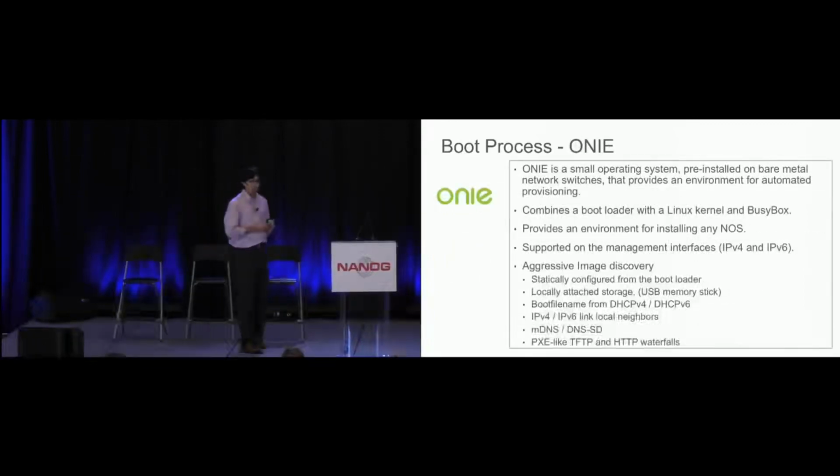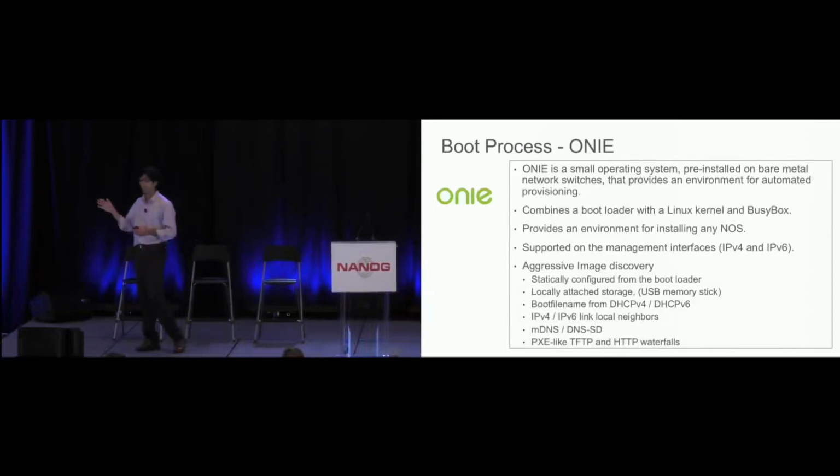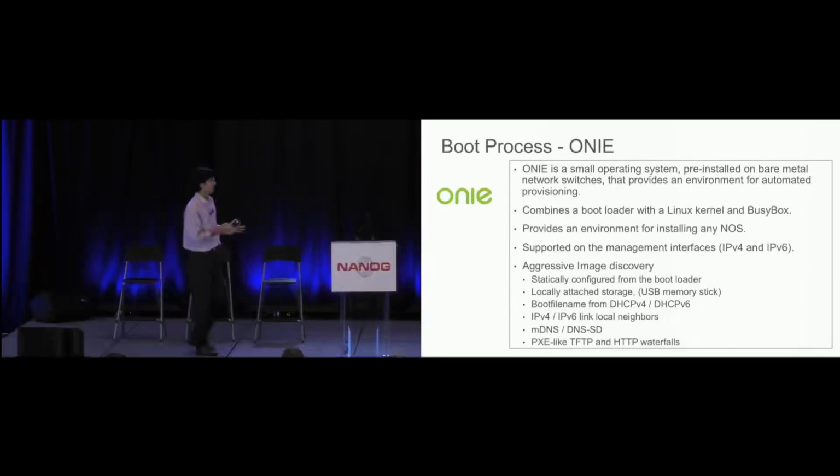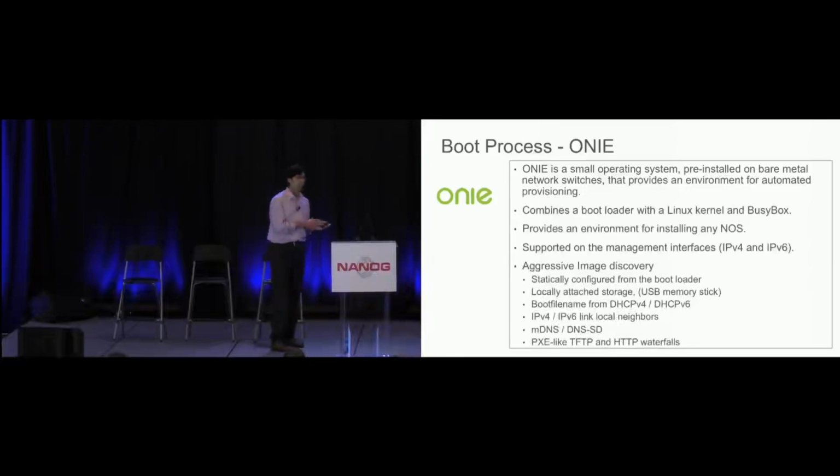The latest entry in the OCP platform, if you work with Open Compute Platforms, is ONIE. ONIE works just like iPXE. It basically provides the blade switches with the environment for automated provisioning. Just like iPXE works with HTTP, it can also work with TFTP, but it also provides DNS service discovery. It also provides IPv4 and IPv6 link-local neighbors. Again, ONIE is also used only for system installation, not for anything else.